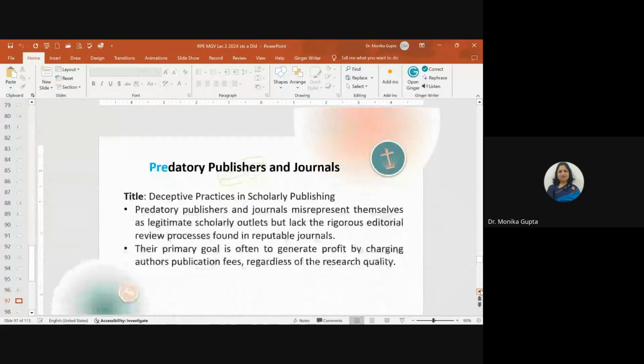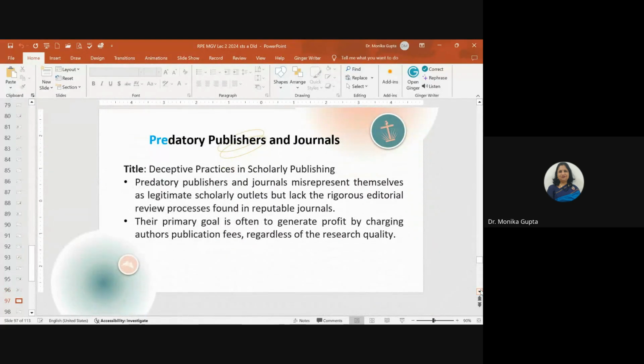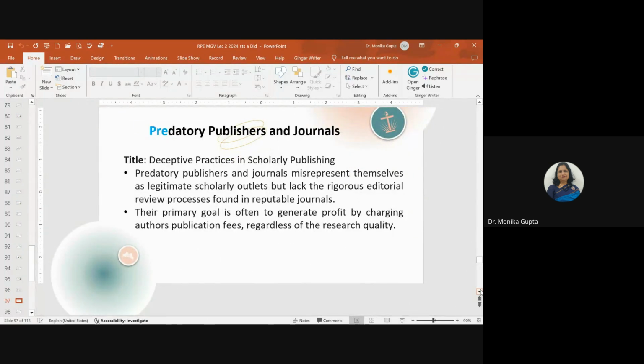Okay. Now, predatory publishers and journals. So, predatory publishers and journals misrepresent themselves as legitimate scholarly outlets, but lack the rigorous editorial review process found in reputable journals. Their primary goal is often to generate profit by charging author publication fees, regardless of the research quality. I hope we all agree to this. Yes?